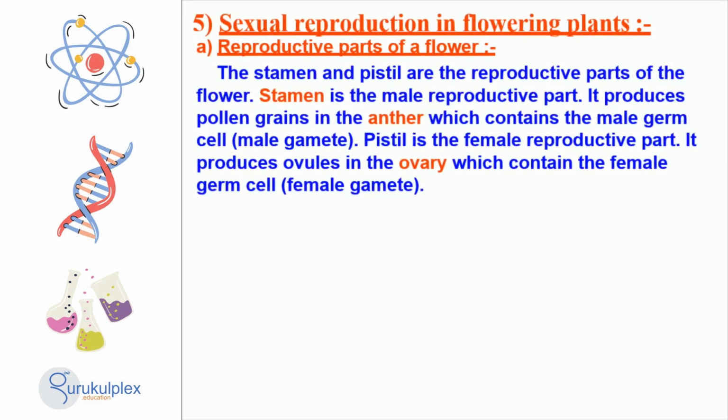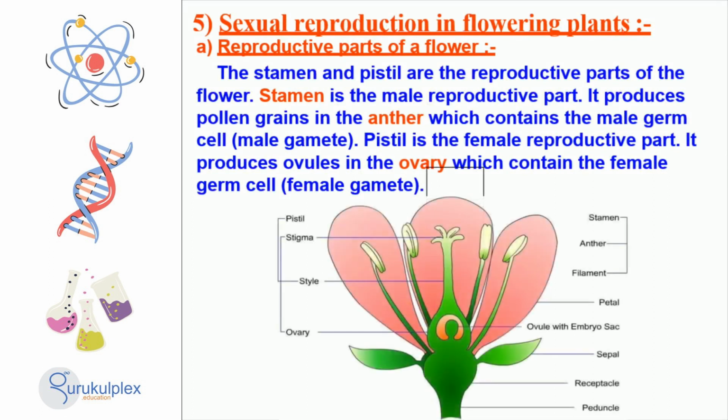Flowering plants depend on sexual reproduction to generate genetically diverse offspring. A flower comprises the stamen and pistil as its reproductive parts. The stamen is the male reproductive part with an anther housing the male germ cell, or male gamete, which makes up the pollen grains. The female reproductive part is the pistil, with the ovary containing the female germ cell, or female gamete, from which the ovules originate. When both parts come together, flowers of the same type can fertilize one another and give birth to a new and diverse organism.